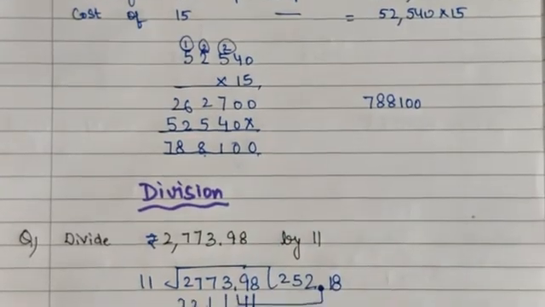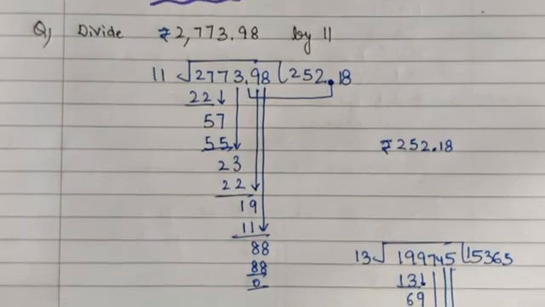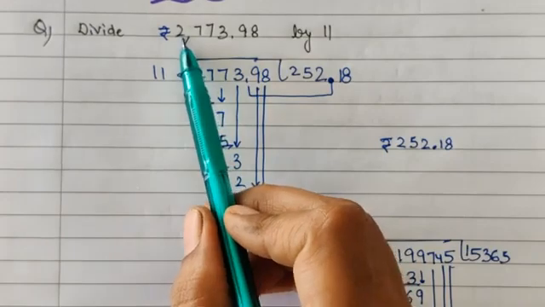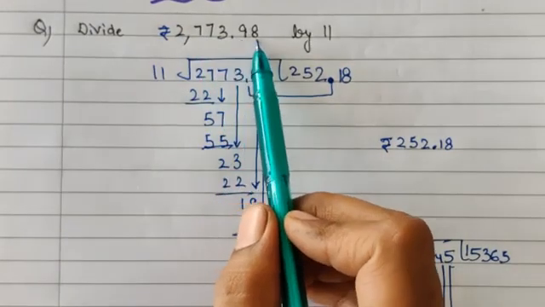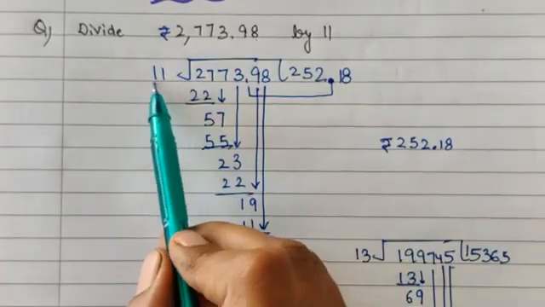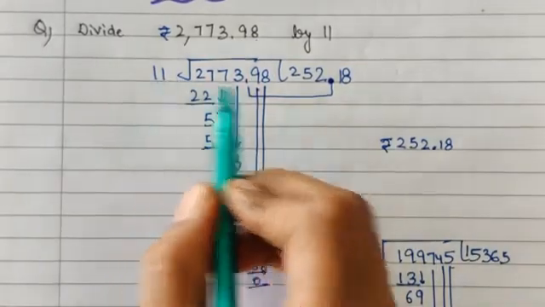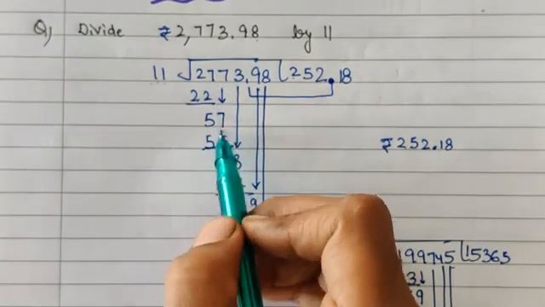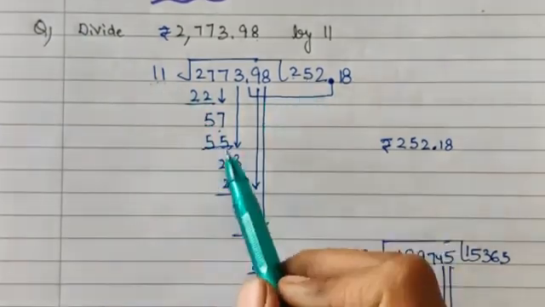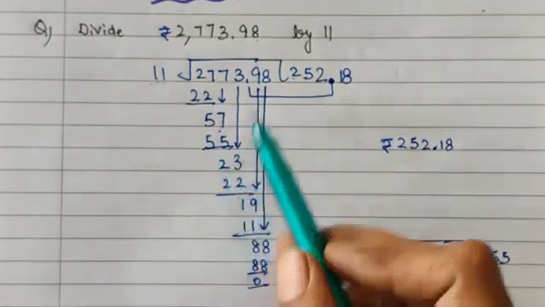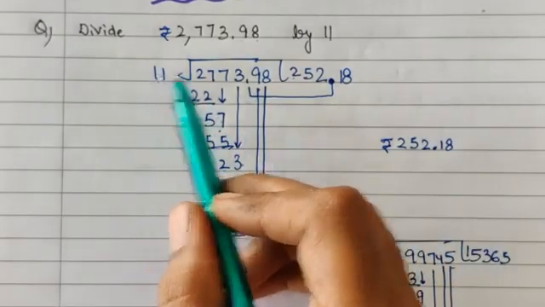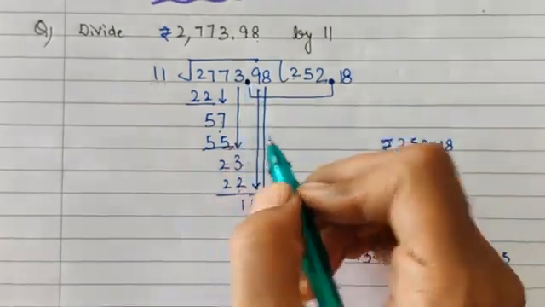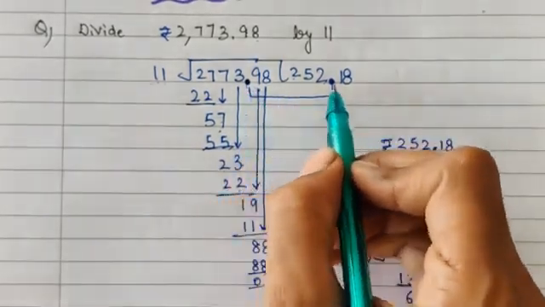Now, let us start with the next topic, that is division. That is also similar. You have to divide 2773.98. We have to divide it by 11. Now starting, 11 into 2, 22. 7 minus 2, 5. 7 will come down. Then 11 into 5, 55. 7 minus 5, 2. 3 comes down. Then 11 into 2, 22. Now this decimal in case of division will shift to the quotient.